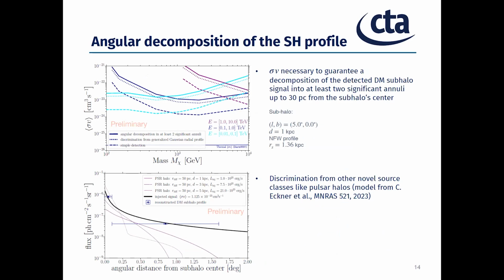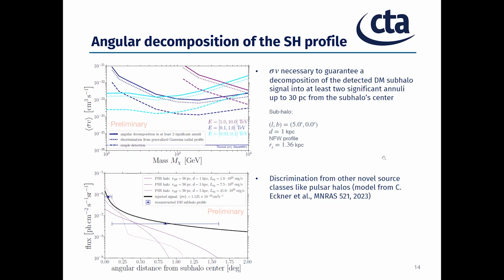So one of the things that would help with distinguishing the subhalos from other astrophysical sources would be to be able to reconstruct their angular profile, basically reconstructing their flux as a function of the distance from the center of the source. And we did the analysis decomposing the subhalo profile into at least two significant annuli up to 30 parsecs distance from the center of the subhalo. The full line is the comparison with the lines that were shown in the previous plot. So this would be the simple detection. And we see that we are quite significantly above that.